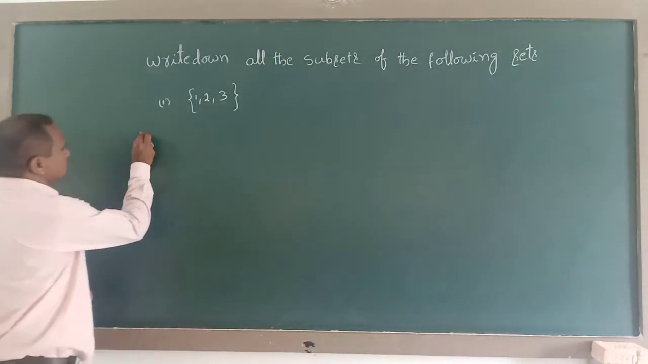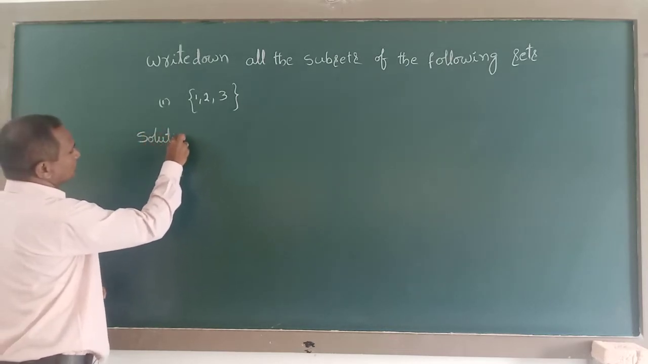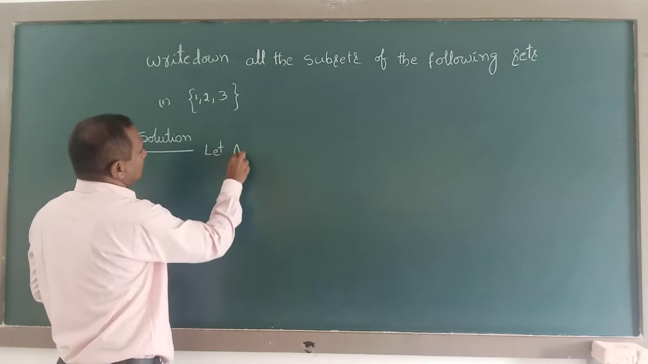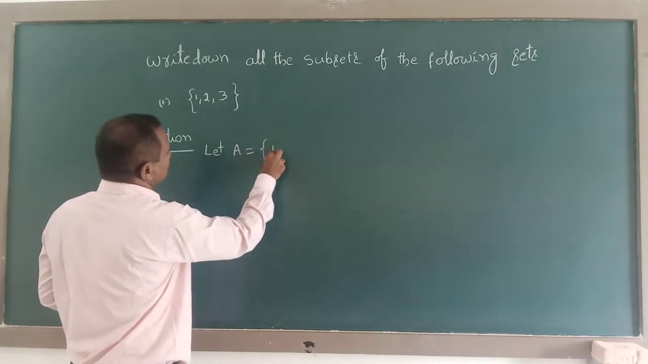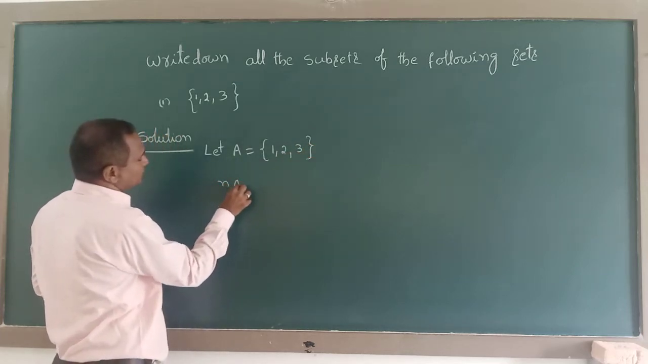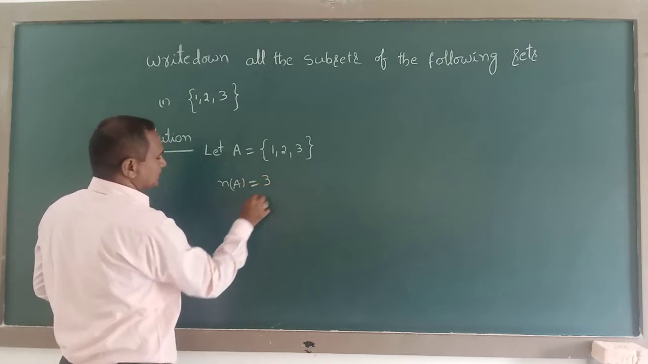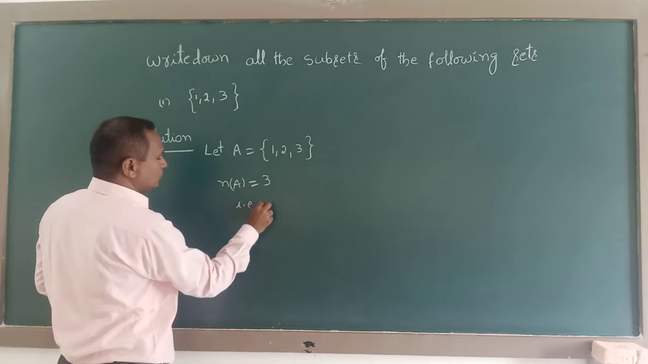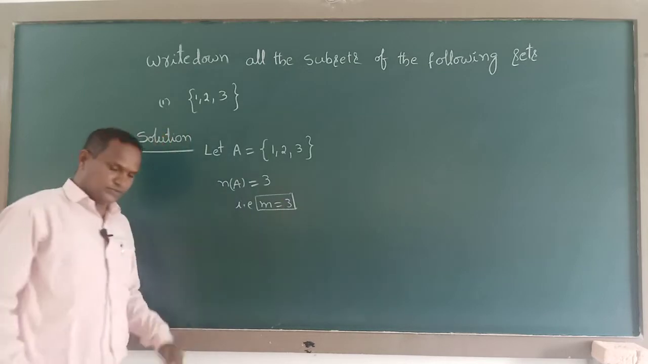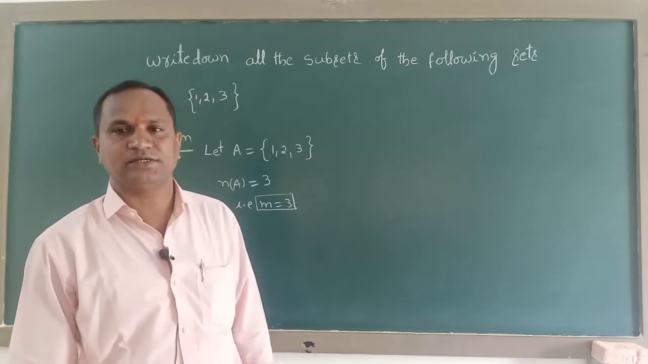Solution for this question is: let A is equal to the set of the elements 1, 2, 3. n of A is equal to 3, that is, m is equal to 3. Now afterwards, we have to apply the number of subsets of a set formula.